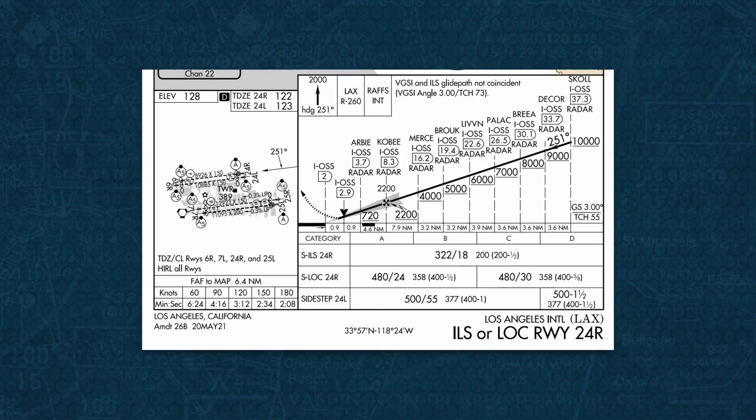Instrument approaches may also have multiple altitude constraints that lead all the way to the final approach fix, as seen here on the ILS or localizer runway 24 right approach at LAX. If the glide slope was out of service and no vertical guidance available, this becomes a very busy approach. VNAV has the ability to manage this flight path all the way down to the final approach fix.